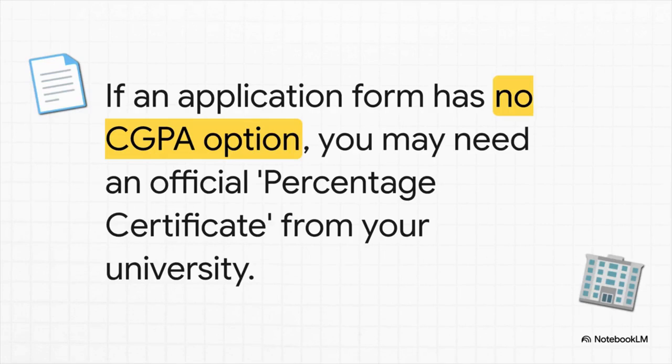Here's something that happens all the time. You're filling out an online form, and it only asks for a percentage. What do you do? The absolute safest and most professional thing you can do is get an official percentage certificate from your university's exam office. Don't just convert it yourself with a generic formula, unless the application specifically tells you to. Following the rules here is key.